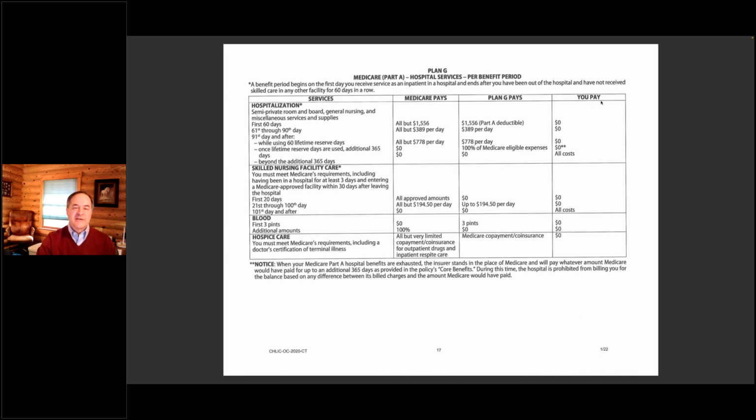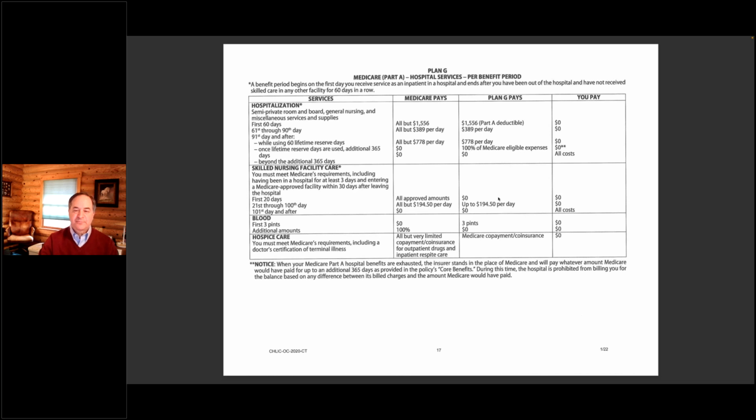You'll notice how if somebody's hospitalized, they have a $1,556 deductible. Medicare pays all of that except the $1,556. So if it's a $10,000 or $20,000 hospital stay, Medicare pays all of that except for the $1,556, which when you think about it is not all that bad. Then the G plan picks up the $1,556 for you, and you pay nothing. The $389, if you're in the hospital all that time, Medicare would charge you, but your plan picks it up and you pay nothing. The $778, plan picks it up, you pay nothing. Basically, your hospital stay on a Plan G costs you nothing.